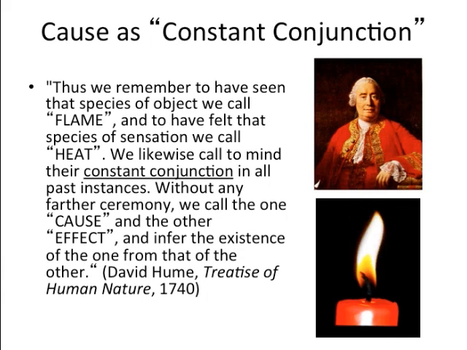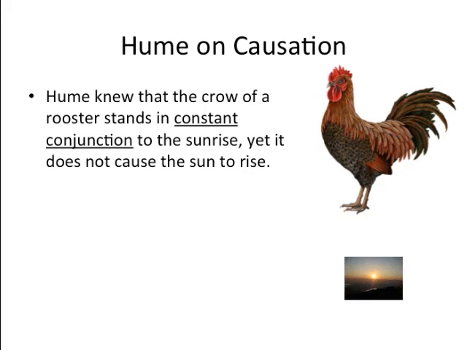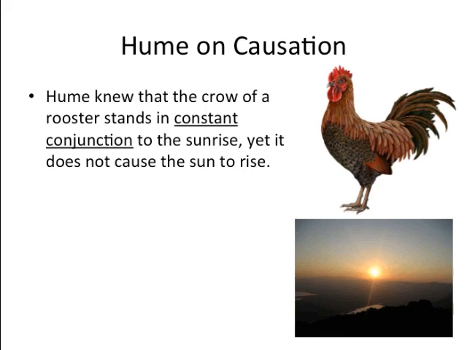In other words, every time we see a flame, we infer that it is causing the heat we feel when we approach it. Well, that makes sense. But Hume also knew that the cockle-doodle-doo of the rooster occurred in constant conjunction with the rise of the sun. But the rooster doesn't cause the sun to rise. Yet, what's the difference between this kind of constant conjunction and the constant conjunction of flame and heat?